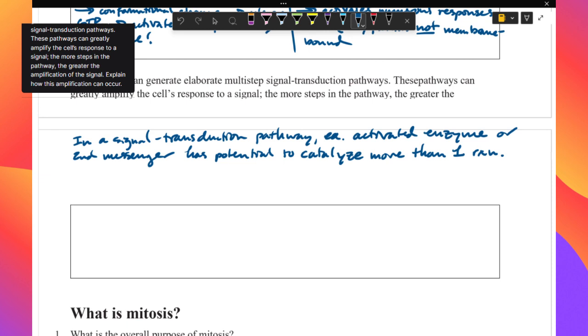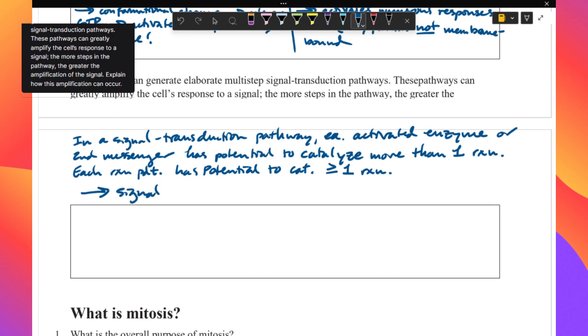So each of its reaction products similarly has the potential to trigger more than one reaction. Each reaction product has the potential to catalyze more than one reaction, resulting in signal amplification. Big time.